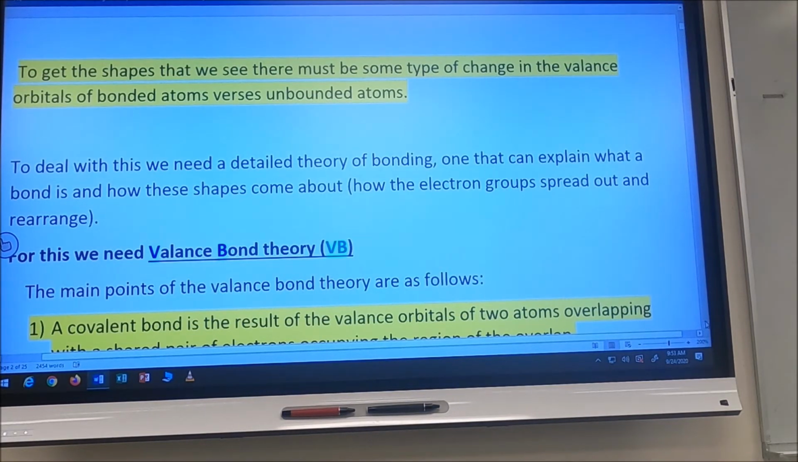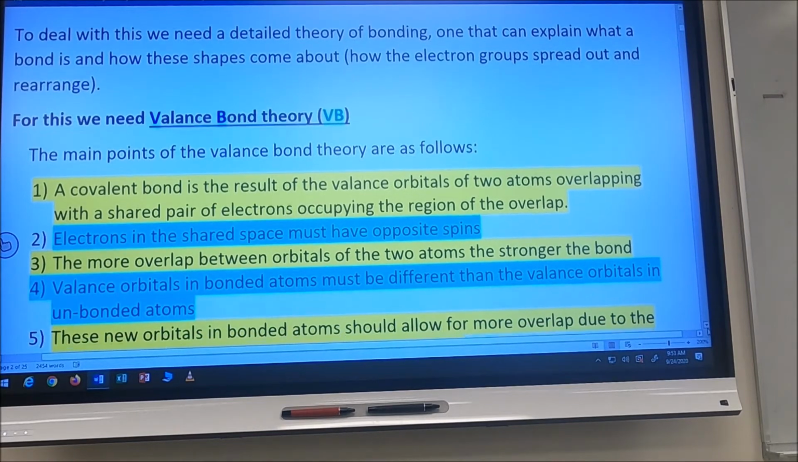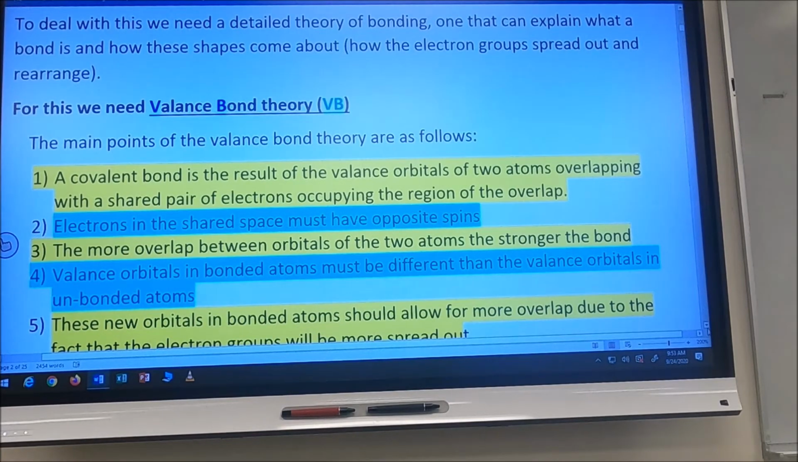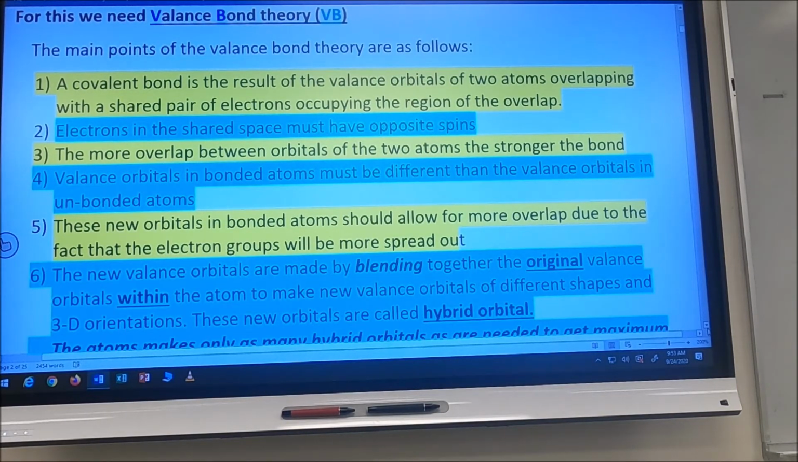Okay? So, to get the shapes that we see, there must be some type of change in the valence orbitals of the bonded atoms versus unbonded atoms. And when we're talking about valence bond theory, we're concentrating on the central atom. So the new theory to help explain these shapes is valence bond theory, and you'll see people refer to it as VB. VB for valence bond.